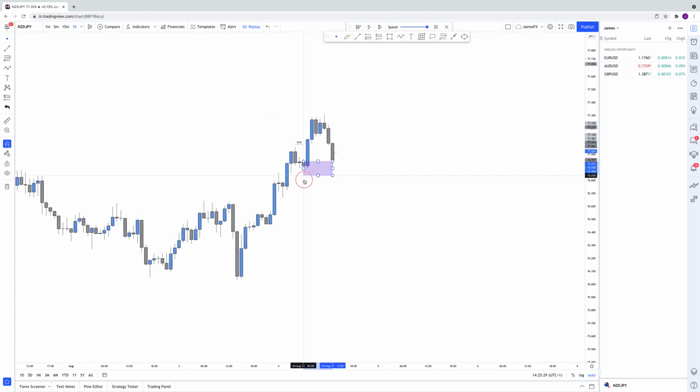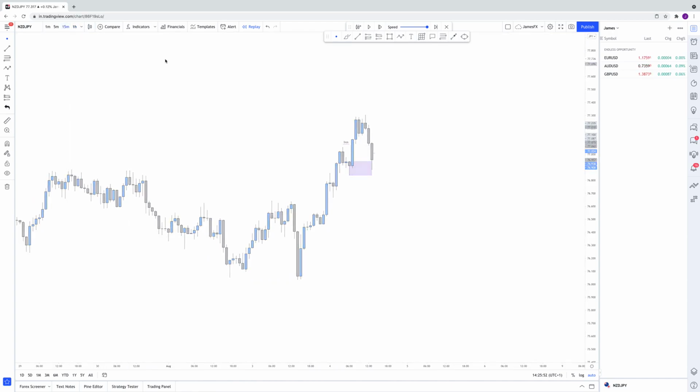Okay, so the reason this is the order block is because we have a pullback, and then this is the move that broke structure. So we broke above this higher high, and the last down close candle is this candle here. So this is our bullish order block, and this is our area of interest.